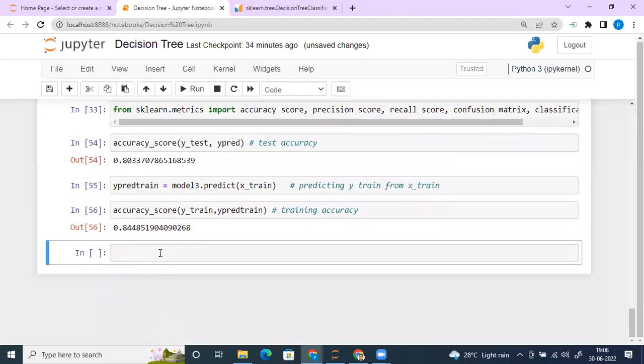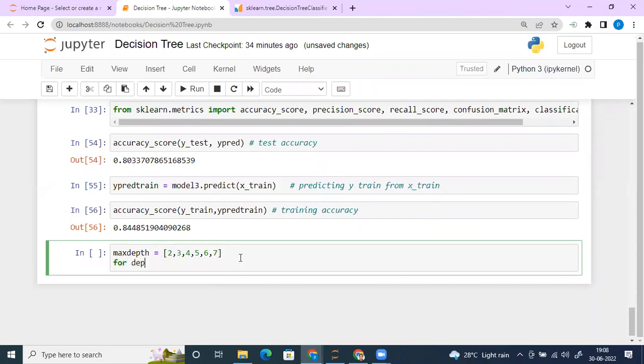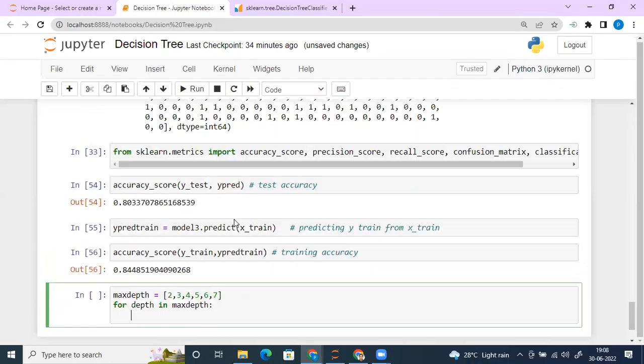How? Simple, like this. You can create a list. Suppose max depth equals to, although there is a function available, I'll show you that function known as grid search. With the help of that, you can just put the parameters and it will automatically do the computation. But if you ask me personally, I prefer my own instinct and do it that way. For example, I can create a list like depth of 2, 3, 4, 5, 6, 7. Then I will say for depth in my max depth list, colon.